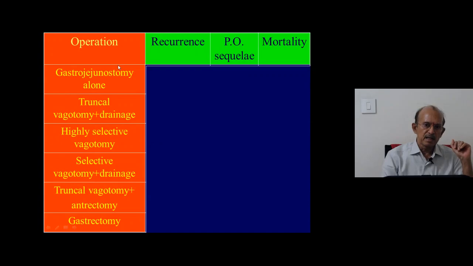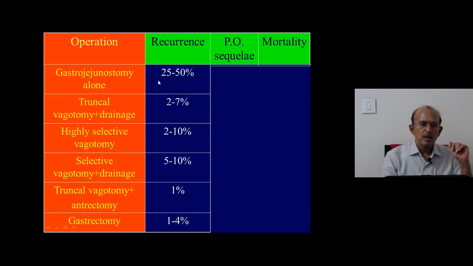So these are all the various operations: gastrojejunostomy alone, truncal vagotomy plus drainage, highly selective vagotomy plus drainage, truncal vagotomy plus antrectomy, gastrectomy. These are all the various combinations of operations that were practiced. So when you look at the recurrence, gastrojejunostomy alone produced 25 to 50% of recurrence because the acid producing mechanism was not being touched. That's why the patient continues to secrete the acid.